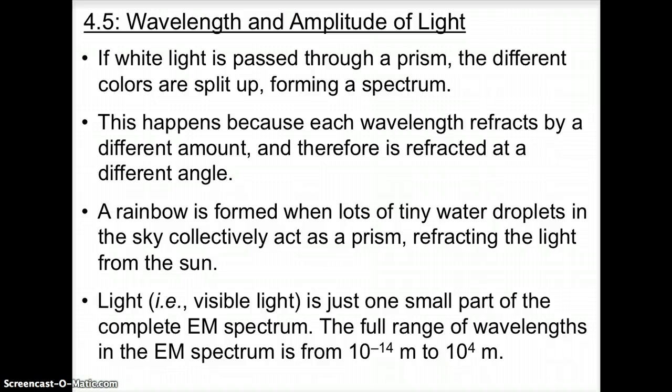Visible light is just one very small sliver of the complete electromagnetic spectrum. The full range of wavelengths is from 10 to the negative 4 meters to 10 to the 4. And across this full range, we cover a lot of different categories. Not next class, because I didn't announce it, but the following class, we will have a quiz on these different categories. You have to know the names, X-ray, gamma, and so forth. And you also have to know each of their wavelength ranges.